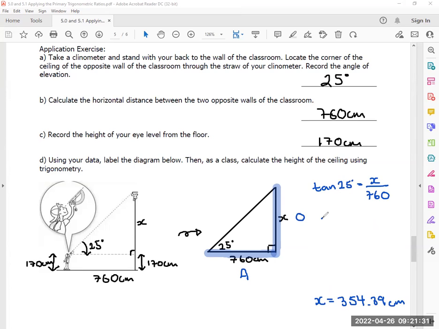Tangent of 25 is approximately 0.466. Or you could do 0.466 or 0.47. The decimal places are very long. Why not? I just rounded to 0.47.